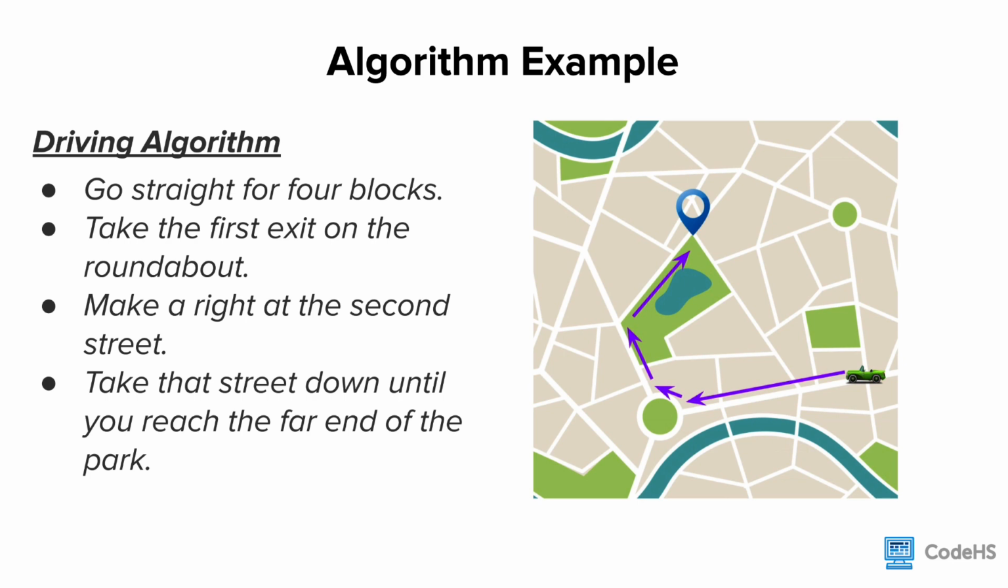Go straight for 4 blocks, take the first exit on the roundabout, make a right at the second street, take that street down until you reach the far end of the park. We would still arrive at our destination, but this algorithm is unnecessarily long. It's not the shortest or clearest path from the starting point to the ending point.